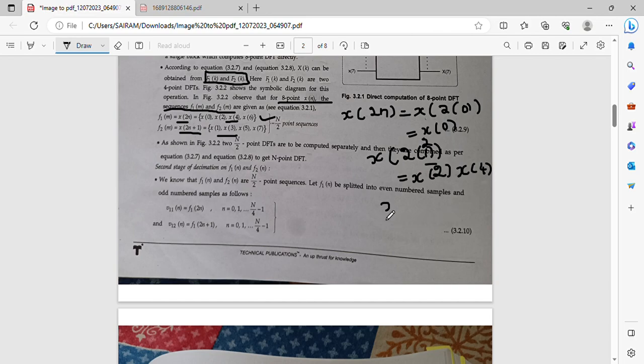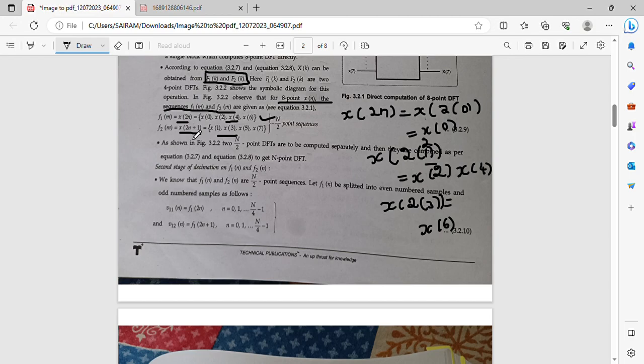And if you substitute n equal to 3, x of 2 into 3 is equal to x of 6, right? So here it is x of 6. You need not substitute n is equal to 4 because it leads to x of 8, and x of 8 is not at all permitted, because it's an 8-point DFT, wherein the range starts from 0 to 7.